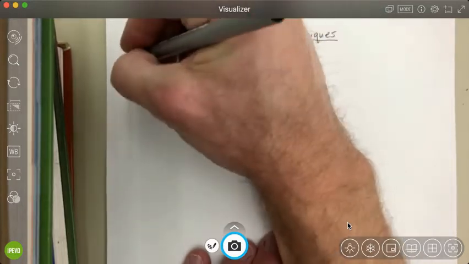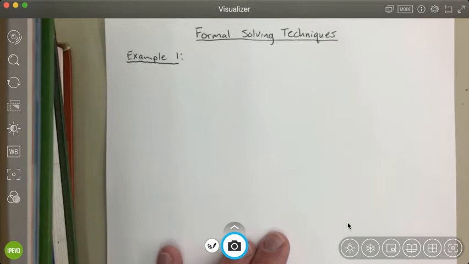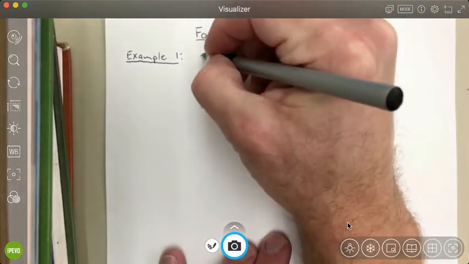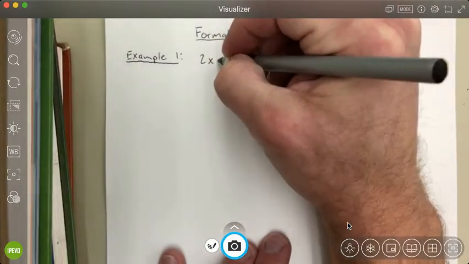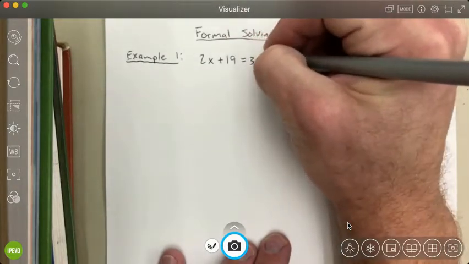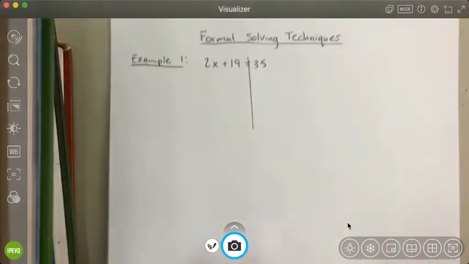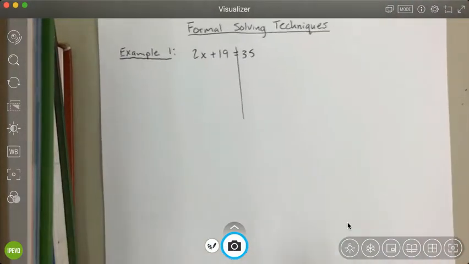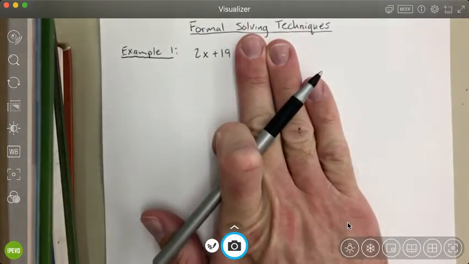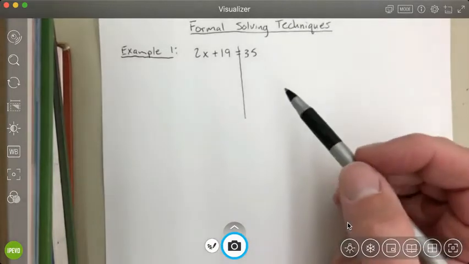The first one is going to be about as simple as it gets, just so I can prove that this technique works. So let's say the equation I give you is 2x plus 19 equals 35. So remember, we've got our barrier. We can't simplify across it. And so really, I can't simplify these two things. They're not like terms, and there's nothing to simplify over here.